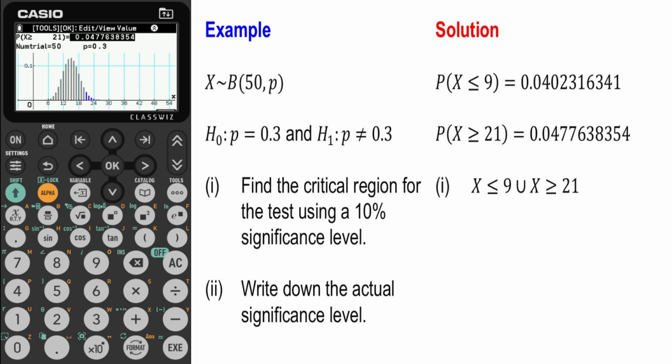So therefore, for the critical region, we have X is less than or equal to 9, or X is greater than or equal to 21. And for the actual significance level, we need to add together the 0.040 with the 0.047. And adding these together, the actual significance level is 0.088, etc.